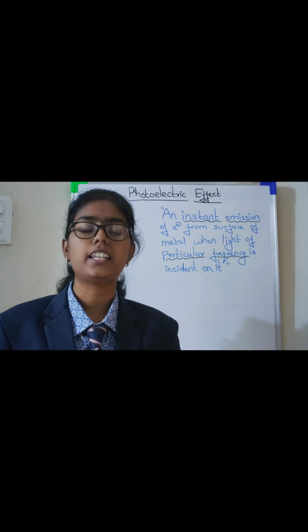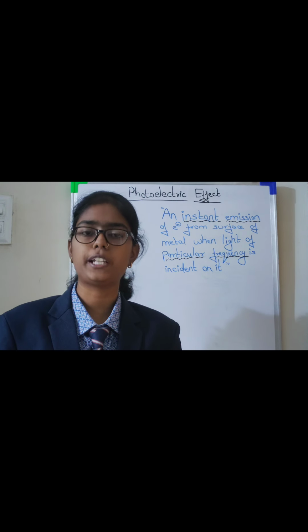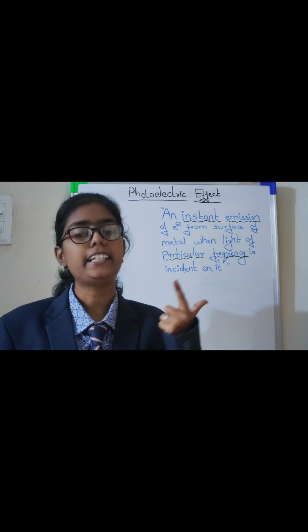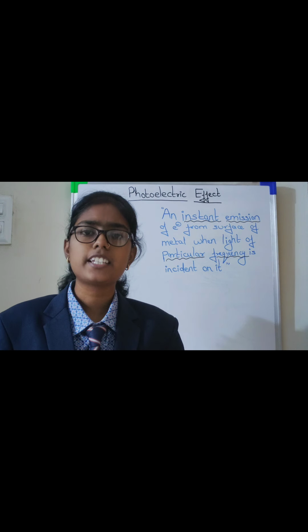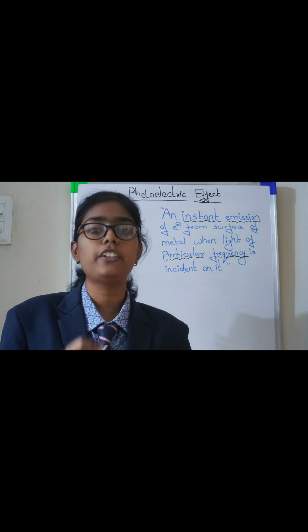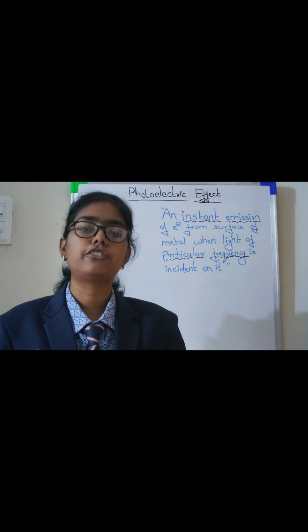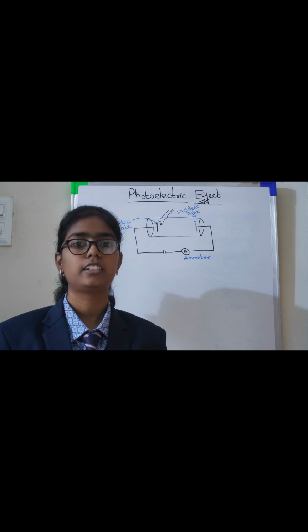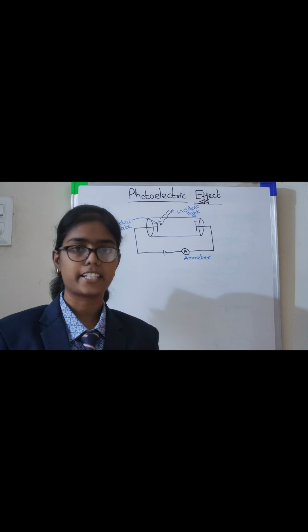In this experiment, Hertz studied two parameters very closely, and those two parameters were frequency of light and intensity of light. Now we will see the experimental setup, and then later we will study how the effect of frequency and the effect of intensity affect the ejection or emission of electrons. This is the experimental setup.